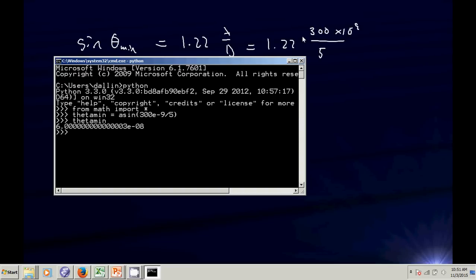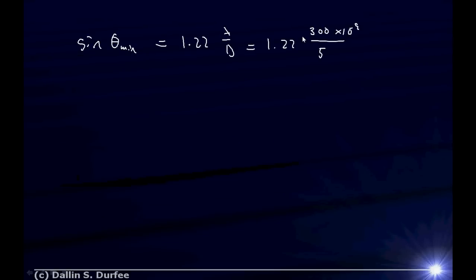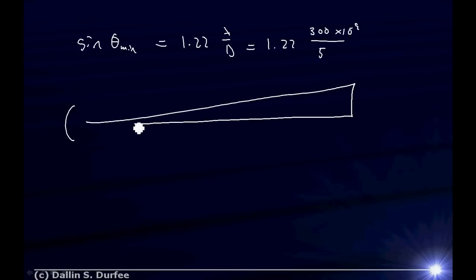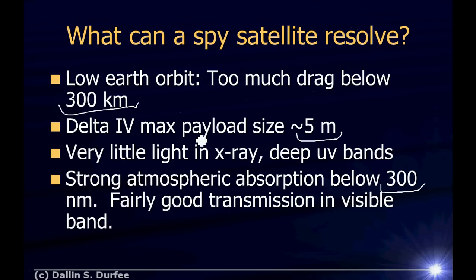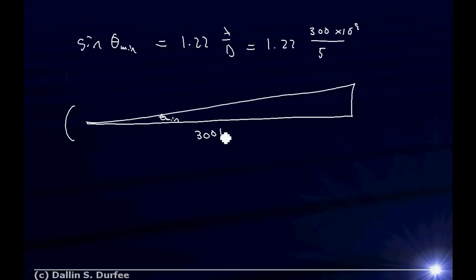Notice if I'd gotten rid of the arc sine, if I just take 300 e to the minus 9 divided by 5, I get about the same answer. This is a really small angle, so the small angle approximation works well. So that gives me the angular size. Here's my spy satellite, and it can see something which is big enough that its angular size is theta min. My distance here is 300 kilometers, and this is the size of the thing I can see. Let's call it h.